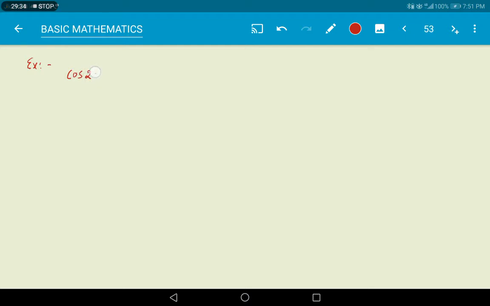Cos 225. So cos 225, how can we write? Cos of 180 plus 45 we can write, or cos of 270 minus 45 also we can write.